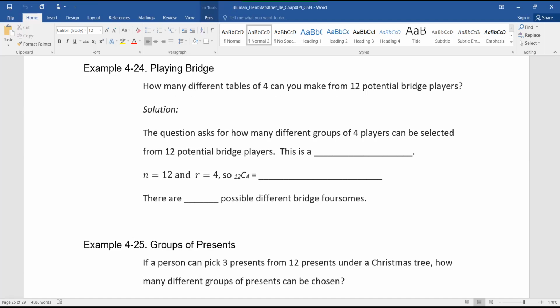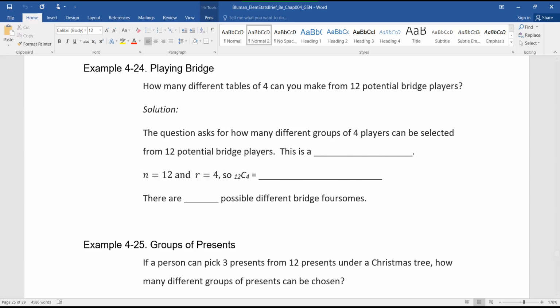So playing bridge. It says how many different tables of 4 can you make from 12 potential bridge players? So again, order is not going to matter. You're all playing at the same table as long as those 4 are there. Doesn't matter where they're sitting, they're still at that table. All right. So this is now a combination.